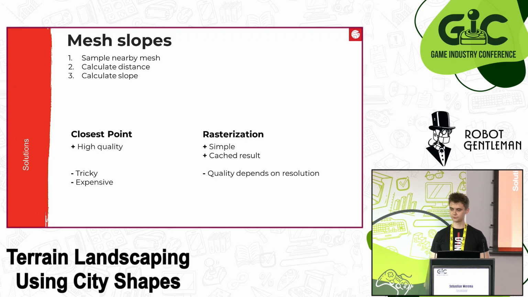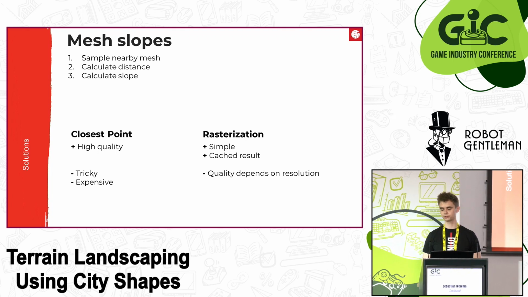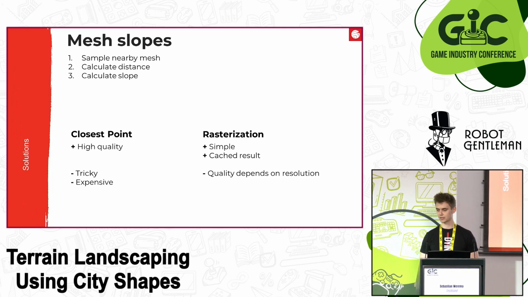We could either find the closest point on mesh geometry, which would produce us high quality results, but the con of this is that this is quite tricky in case of some complex meshes. And it's also quite expensive if you consider that we have to do it for each terrain vertex for each mesh around them. Now, the alternative is to rasterize these meshes into flat textures so that, for each terrain vertex, we can search around for the closest rasterized pixel and use it as a sample point.